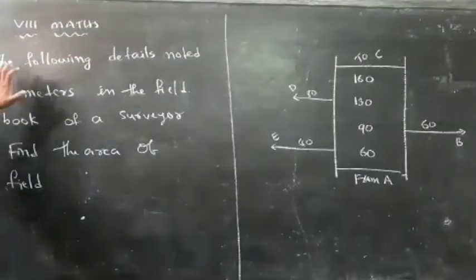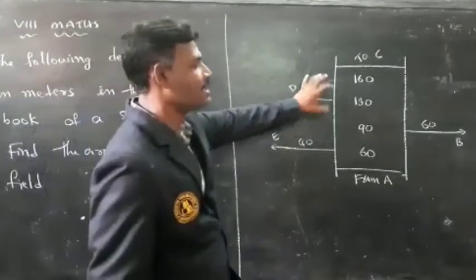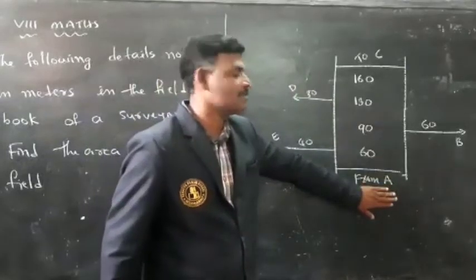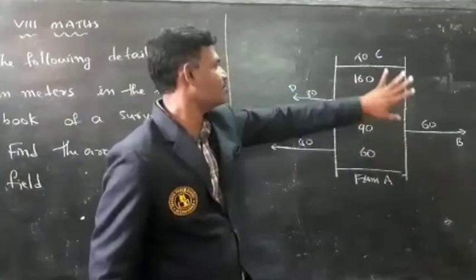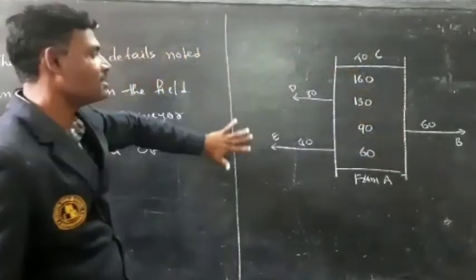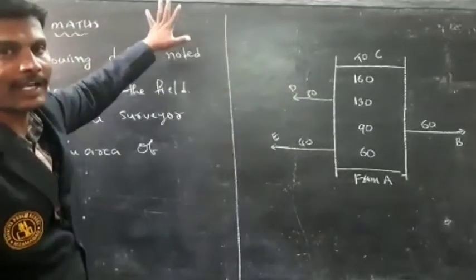The following details are noted in meters in the field book of a survey. Find the area of the field. The measurements are like this: started from A to C, 160. So these are the dimensions he noted in the field book. By using this, you have to find the area of that field.